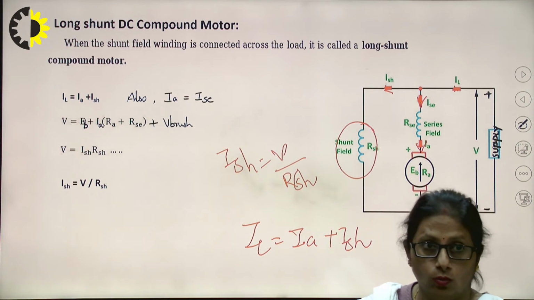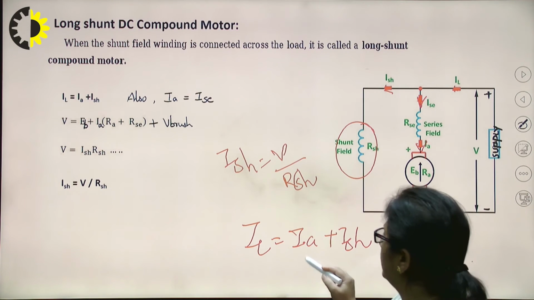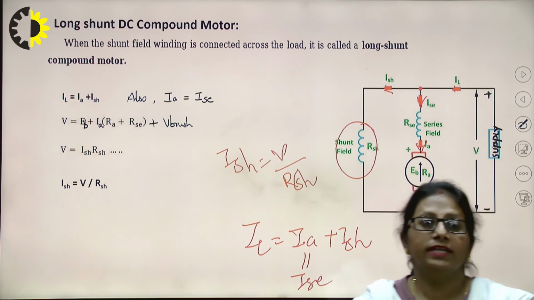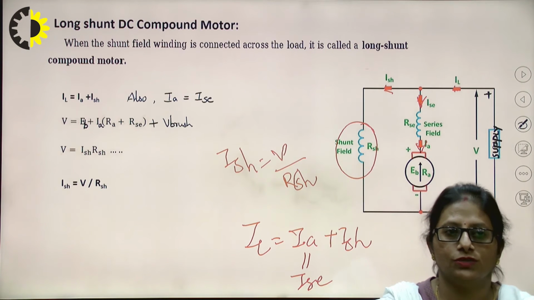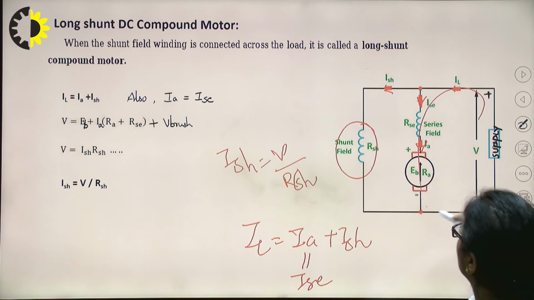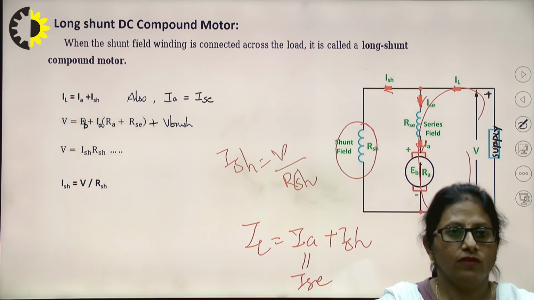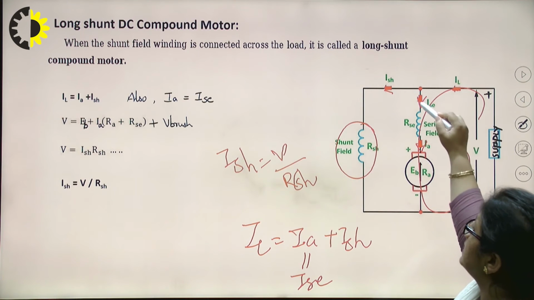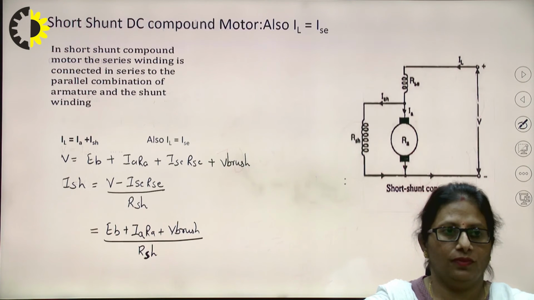Also, where is ISC then? It is not in the picture. Yeah, it is. This IA is equal to ISC. Voltage equations, it's the same as that for a series one. There is no change. If you just see, the loop is the same. If I apply my KVL to this loop, it is going to be the same. V is equal to the losses IARA plus ISC RSC plus back EMF plus the brush contact drop, right?